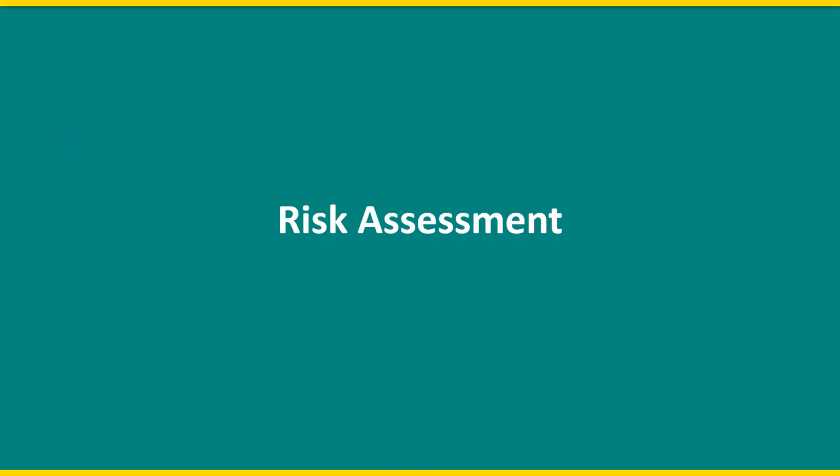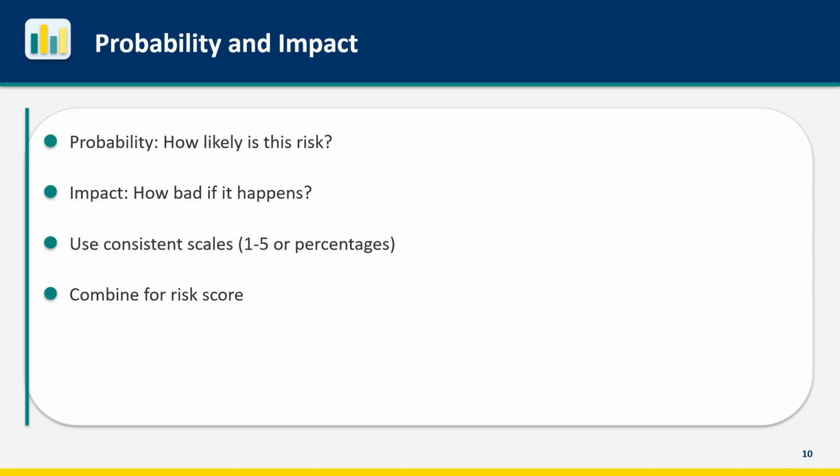Once risks are identified, you need to assess them. Not all risks are equal. Some need immediate attention. Others can be monitored. Assessment helps you prioritize. The two dimensions of risk assessment are probability and impact. Probability asks, how likely is this risk to occur? Is it a 10% chance or a 90% chance? Impact asks, if the risk occurs, how bad is it? A minor inconvenience or a project-ending disaster? Use consistent scales across all risks. A 1-5 scale or percentage ranges work well. Combine probability and impact for a risk score. Probability times impact gives you a number that enables prioritization.